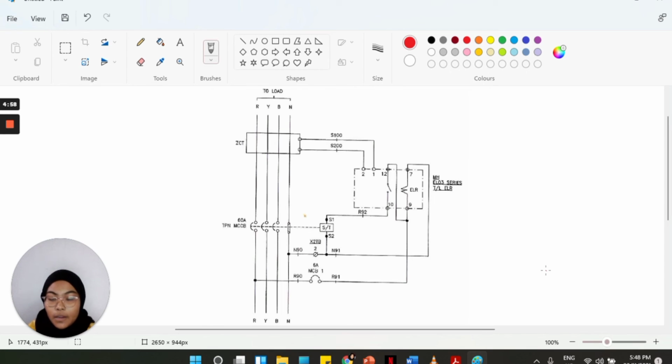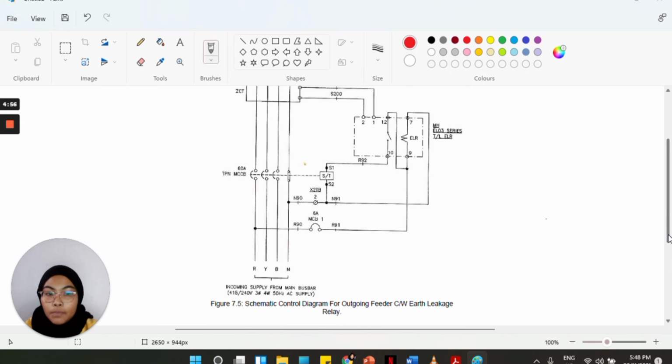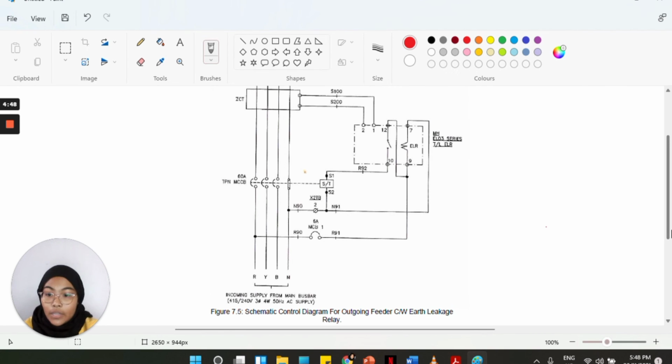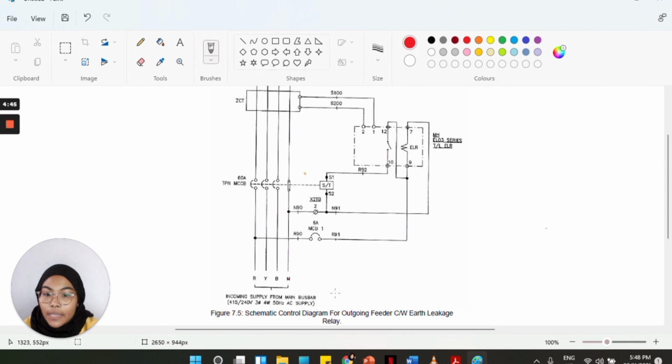Assalamualaikum, my name is Fatima and I will explain about figure 7.5, the schematic configuration diagram for outgoing feeder CW earth leakage relay. As you can see here, first, the incoming supply is from the main bus bar with 415 to 150 volt, 3-phase 4-wire 50 Hz AC supply supplied to the load.